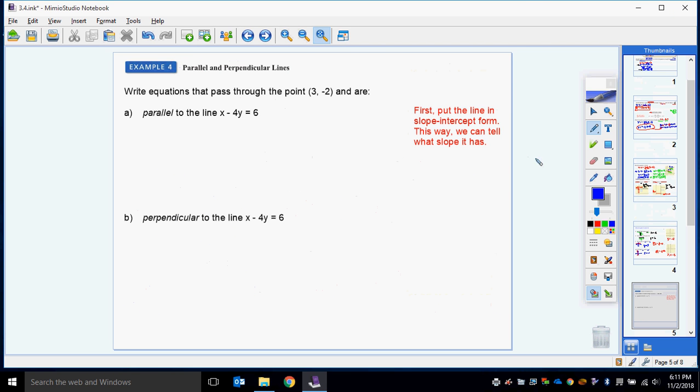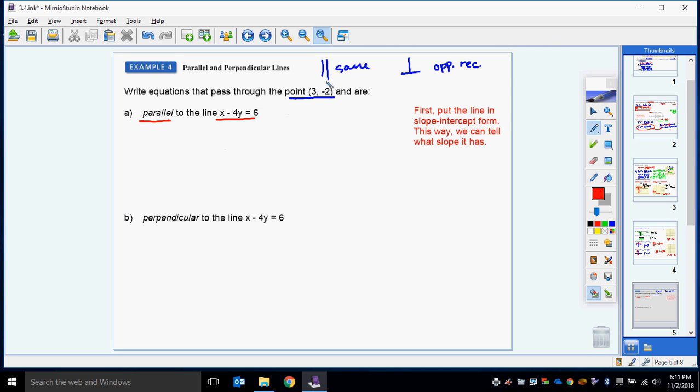All right, last thing that we're going to talk about is parallel and perpendicular lines. All right, remember that parallel lines will have the same slope. Perpendicular lines will have opposite reciprocal, right? Negative, positive, and then flipped. So we want to write the equations that pass through the point (3, -2), and part A is parallel to this line.